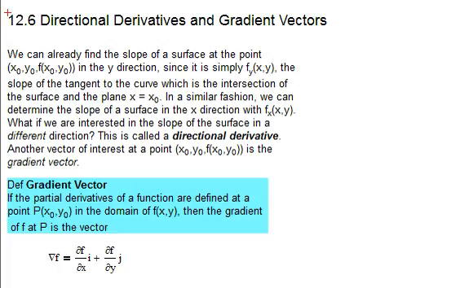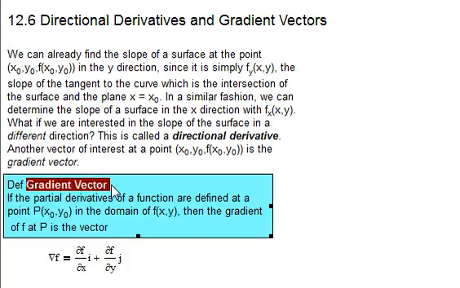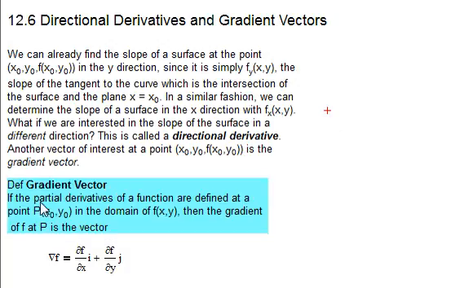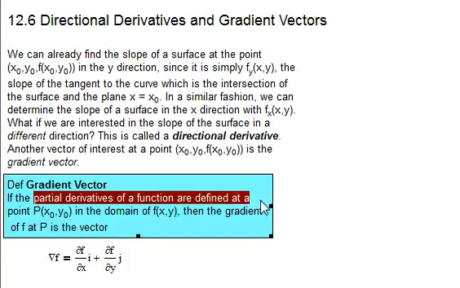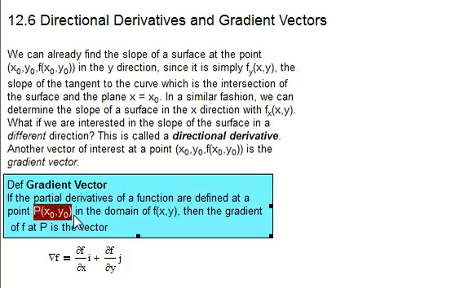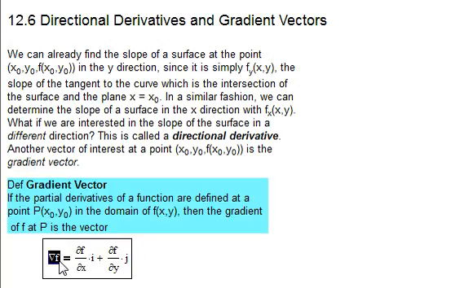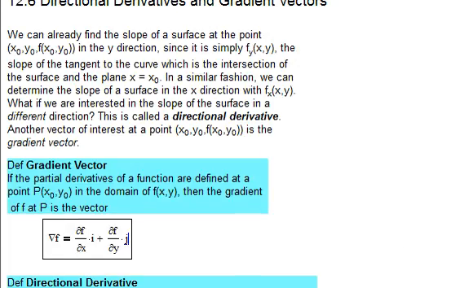So first of all, let's talk about what's called the gradient vector. If the partial derivatives of a function are defined at a point p, x sub 0, y sub 0, in the domain of f, then the gradient of f, or you could call it the gradient vector of f, or you could call it del f, and here's the notation for that. It's just the partial derivative of the function with respect to x times i plus the partial derivative with respect to y times j. And that is the gradient vector.